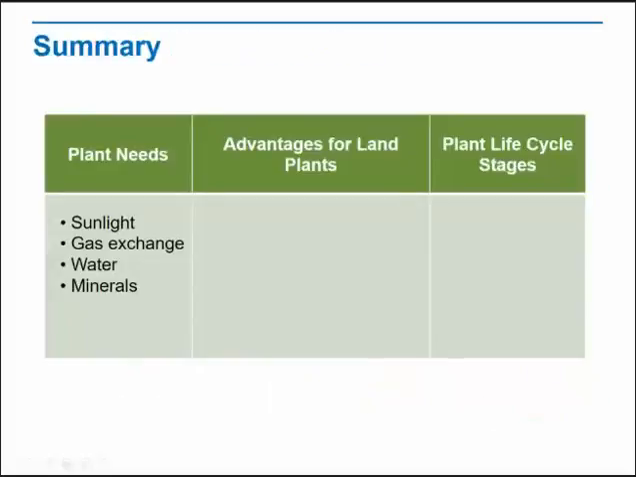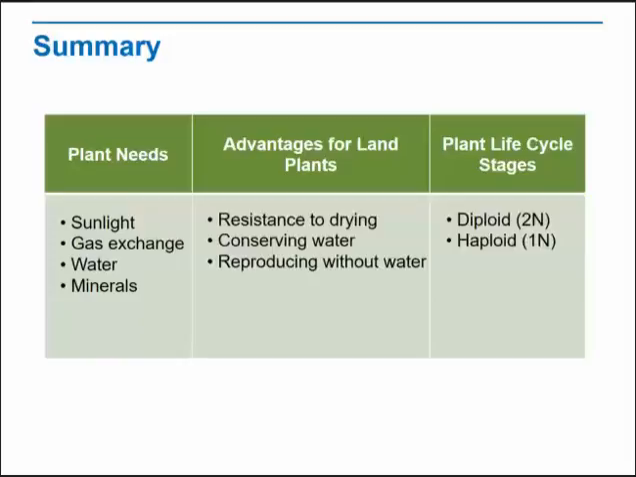Plants need sunlight. They conduct gas exchange, releasing excess oxygen while also taking in oxygen and taking in carbon dioxide. Plants require water for photosynthesis, and they utilize minerals. Advantages for land plants included resistance to drying, conserving water, and reproducing without water. Plants undergo an alternation of generations between a diploid and haploid phase.